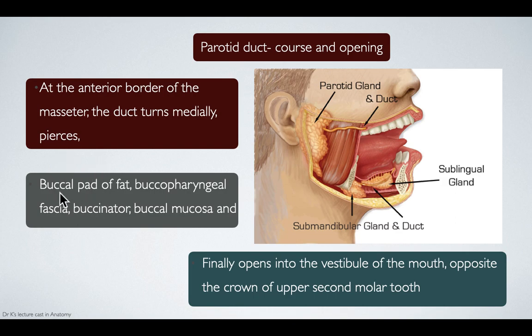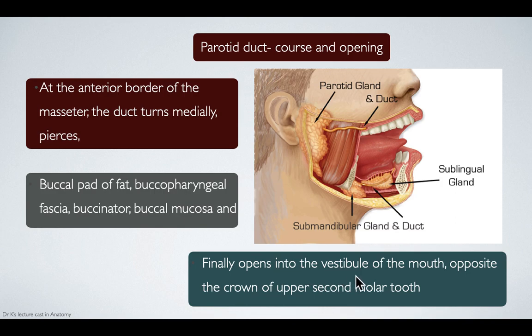So what are the structures it pierces? It pierces everything related to buccal. Buccal means cheek. Remember that. So the buccal pad of fat, fat stands for F, remember like that, and then the fascia. Then there is the buccinator muscle, the whistling muscle among the muscles of facial expression, and then the mucosa covering the cheek, which we call the buccal mucosa. So can we repeat it again? Buccal pad of fat, buccopharyngeal fascia, buccinator, buccal mucosa, and then finally it opens into the vestibule.